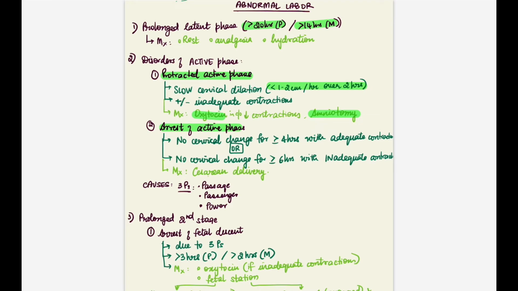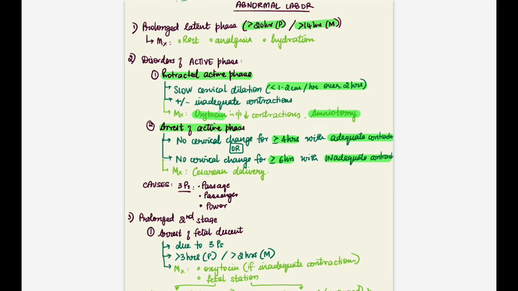All right. Next, we come to arrest of active phase. Arrest of active phase is when there has been no cervical change for more than 4 hours with adequate contractions. Adequate contractions means more than 200 Montevideo units, or there is no cervical change for more than 6 hours but with inadequate contractions. So the patient's contractions are not good. You have given them oxytocin, and after 6 hours there has been no cervical change.